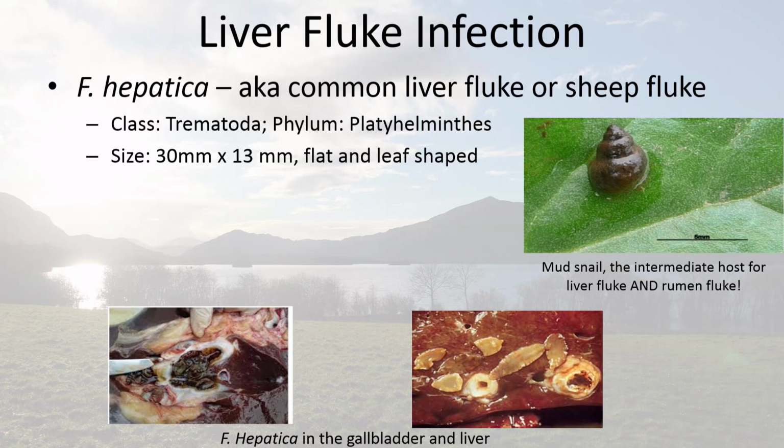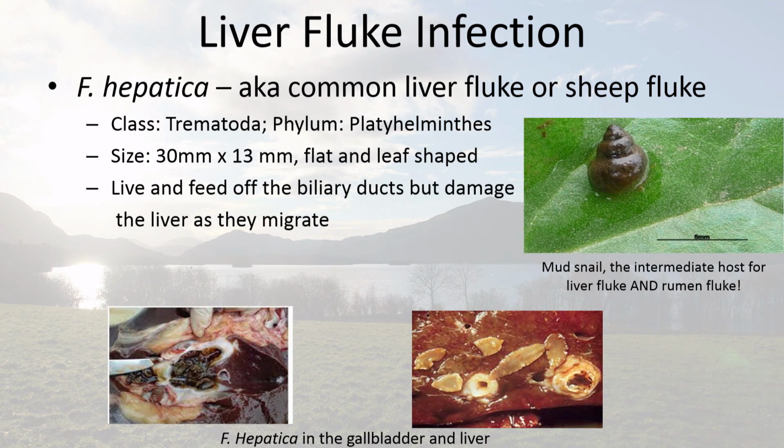I'm going to start from the very basics, talking about the bug itself, Fasciola hepatica. It's also the common liver fluke or sheep fluke. Here's a little information about size, where it comes from. They live and feed off the biliary ducts, but damage the liver as they migrate. So this is important for hepatic function in cattle and causes some serious losses. Eggs are passed in the feces, so that's one diagnostic test that we can use.